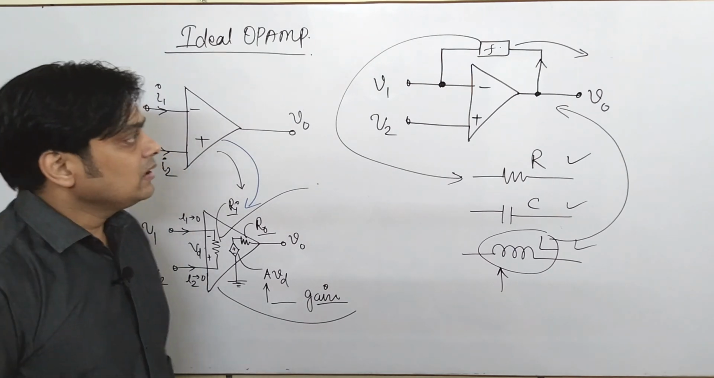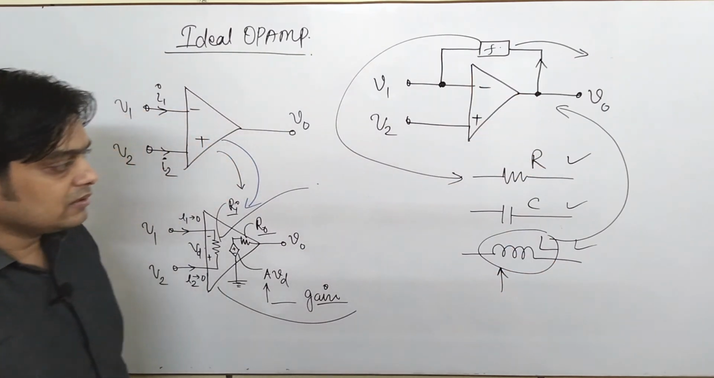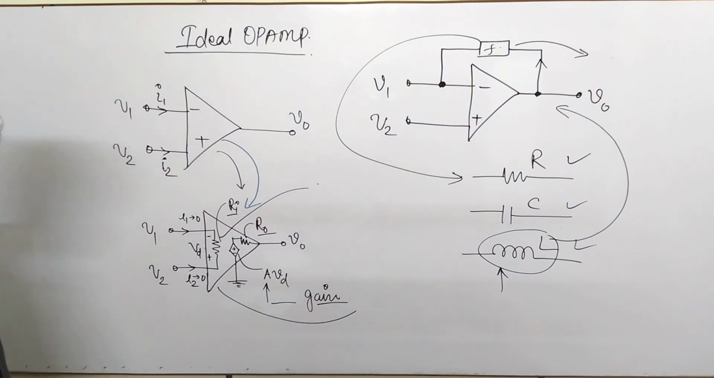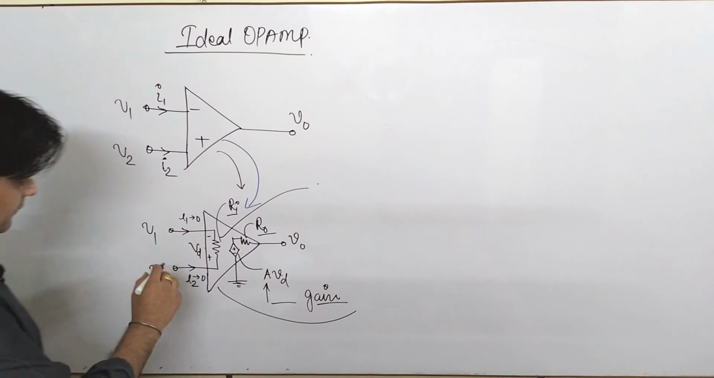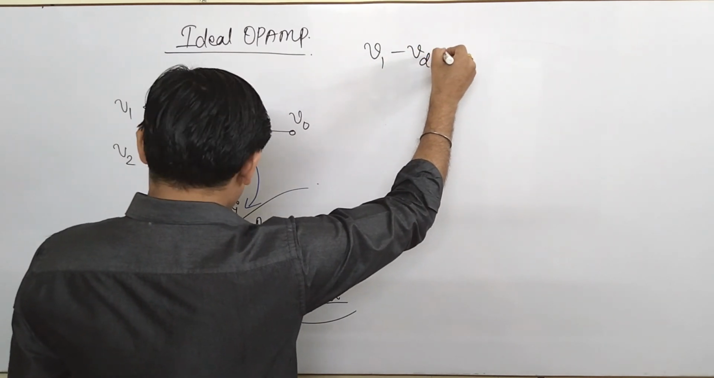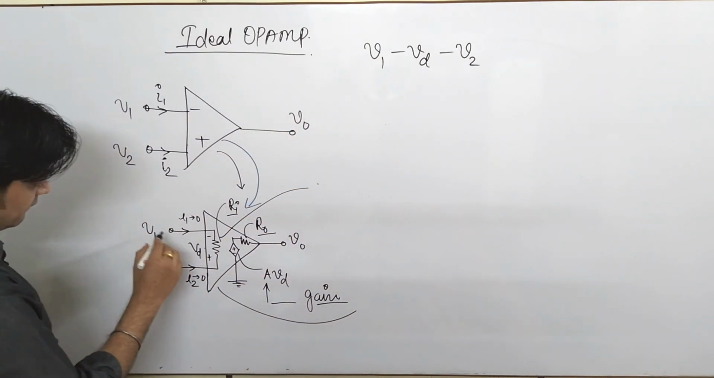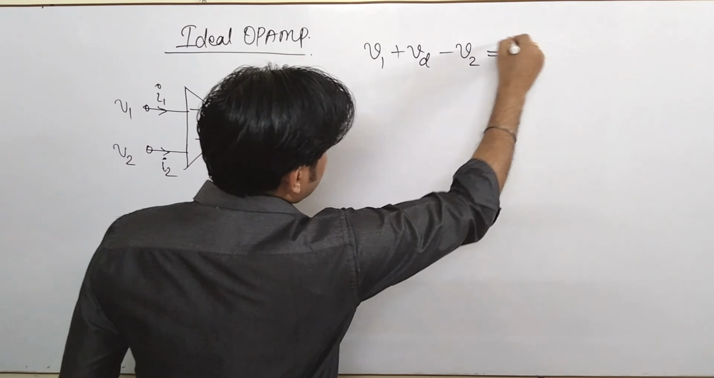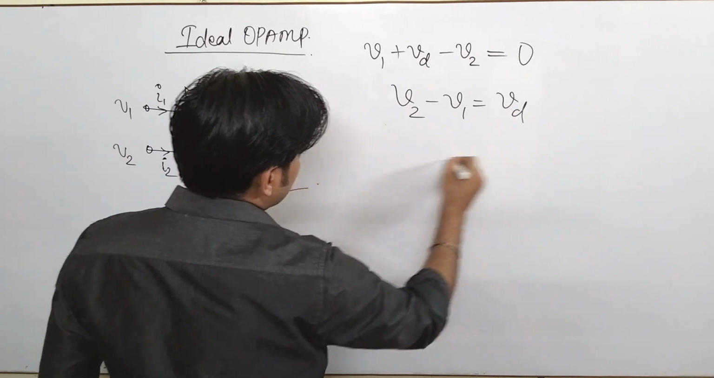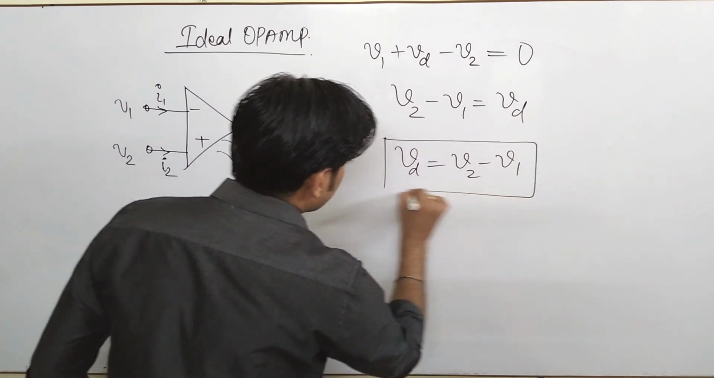So this is all about feedback, and in feedback these are the different combinations of elements that are used. Now from this diagram I can say that V1 minus Vd minus V2 equals 0, or you can say V2 minus V1 is equal to Vd, which means your difference voltage is V2 minus V1.